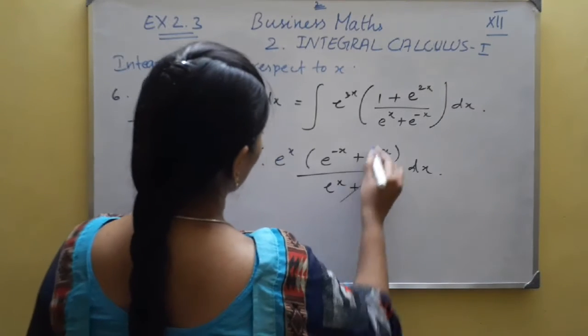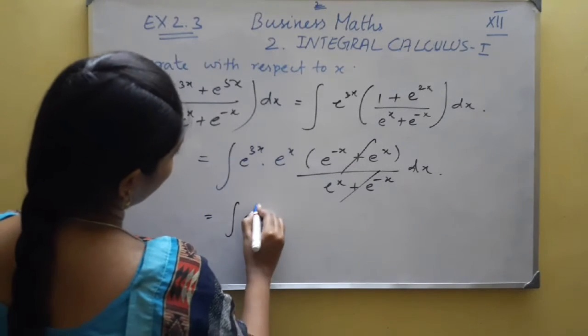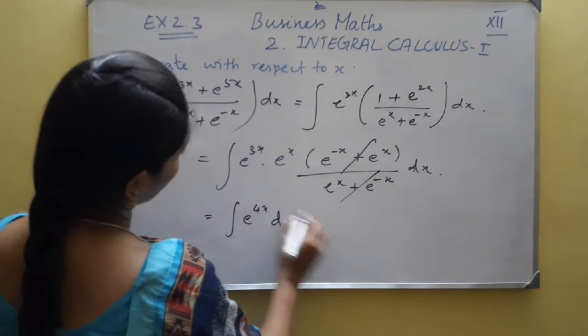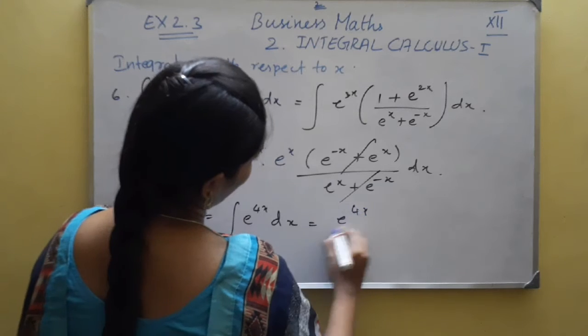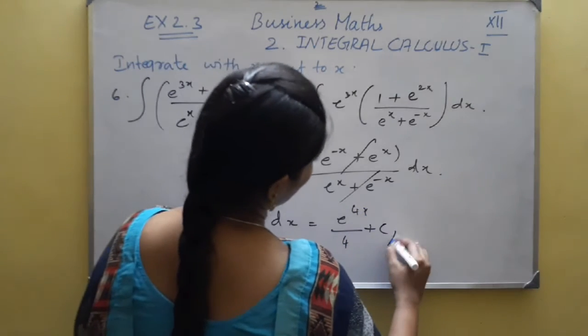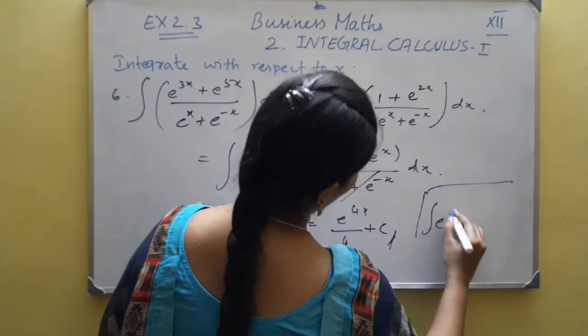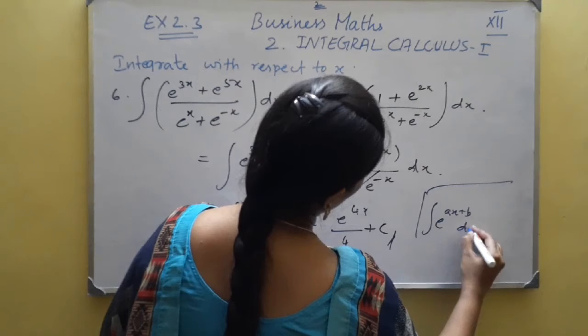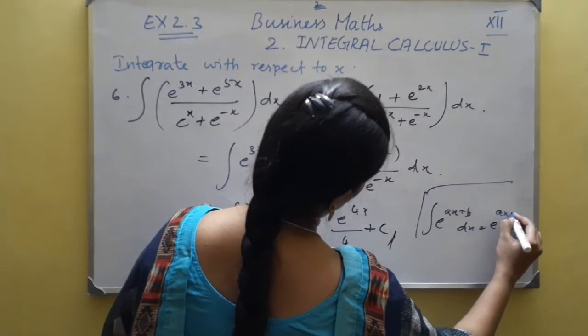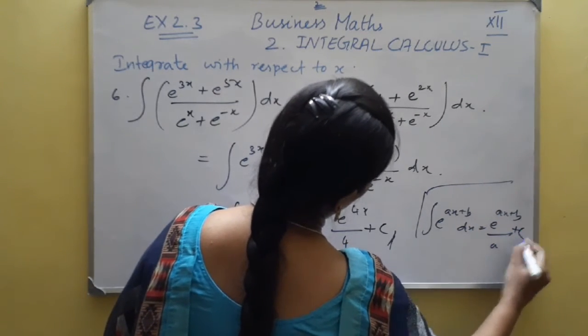Now these two terms get cancelled. This is integral e power 4x into dx. Bases of same powers can be added. E power 4x divided by 4 plus c, which is based on the formula integral e power ax plus b into dx equal to e power ax plus b divided by a plus c.